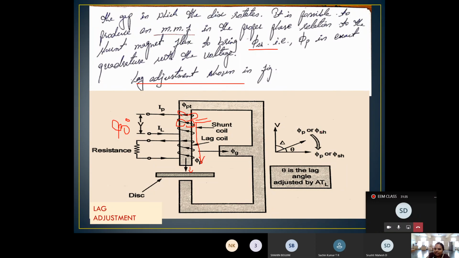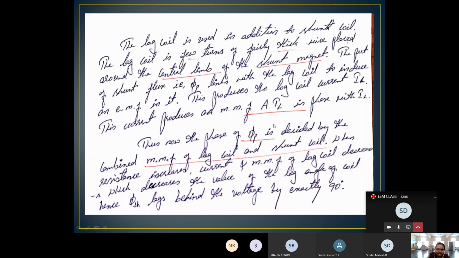For that reason, φP or φSH may increase or decrease by this lag adjustment. This is what the phasor diagram is showing. The theta degree shows how much it is going to be changed. Here theta is the lag angle adjusted by the ampere turn ratio, that is ATL, due to the load. This is the construction we use to adjust the 90 degree phase shift between the fluxes. This we call lag adjustment.